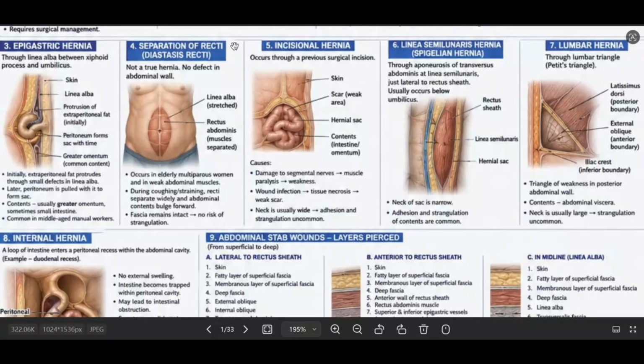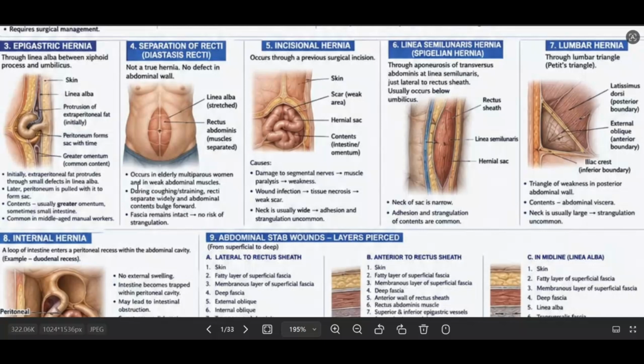Instead, what happens is that the linea alba becomes stretched, causing the two rectus abdominis muscles to move apart. They are separated, and that leads to the small defect here. Okay, now what are the causes here?